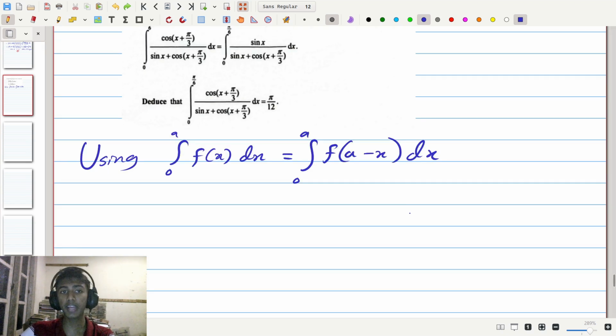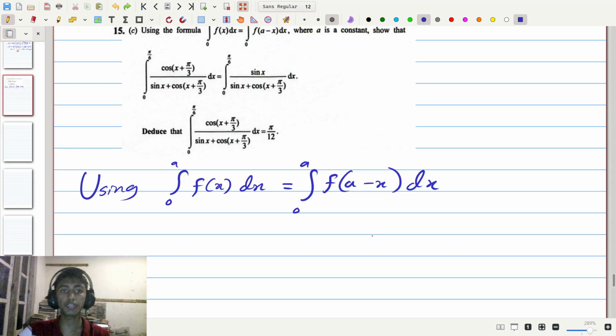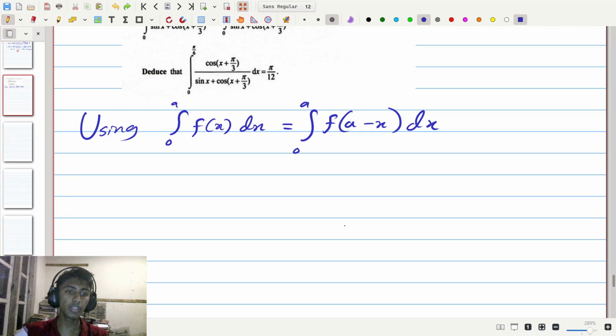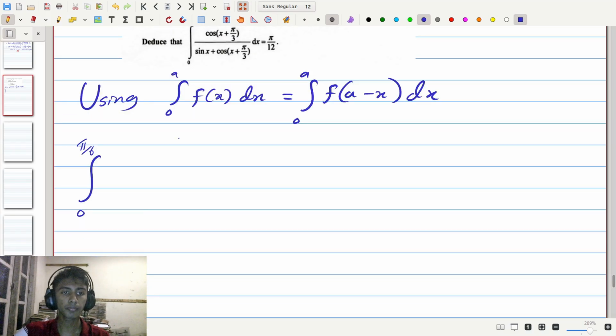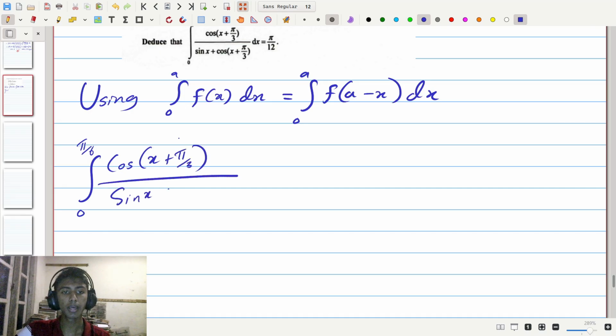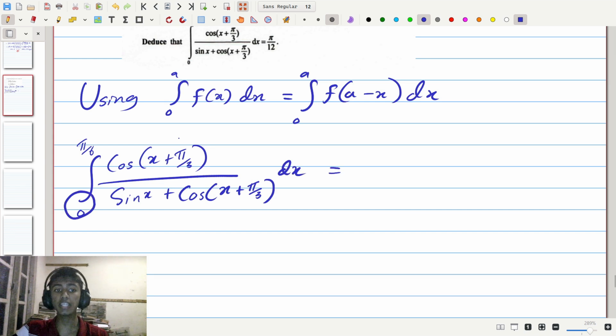So let's try it and see what happens. So if we consider the left hand side, it is going to be this integral on the left here, which is the integral from 0 up to pi by 6 of all of this. So if we write that down, the integral from 0 up to pi by 6 of the cosine of x plus pi by 3 divided by sine x plus again cosine of x plus pi by 3, all integrated with respect to x, and we can see this is of the form of the integral from 0 up to some value a of f of x.